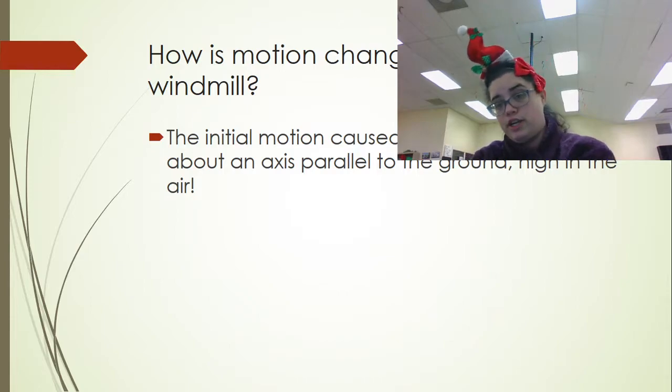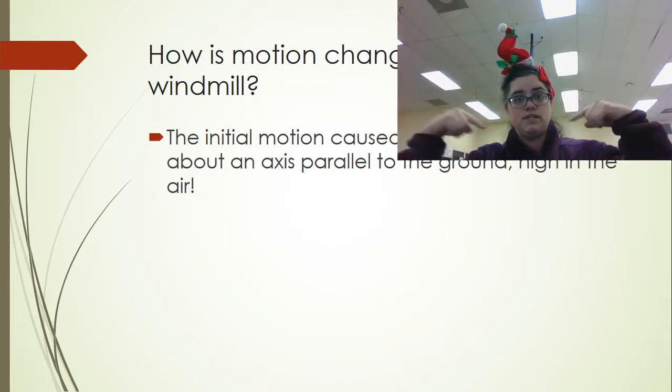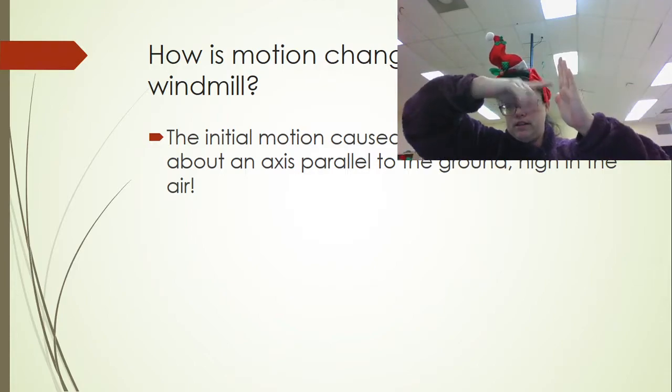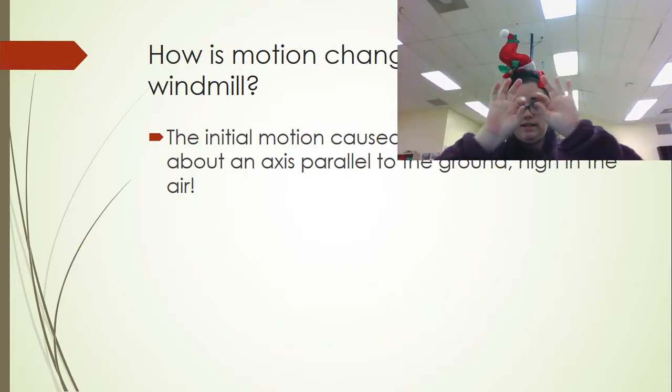So how is the motion changed? First of all, the motion caused by the wind is rotating about an axis usually parallel to the ground, high up in the air. So it's going around and around and around in an axis parallel to the ground.